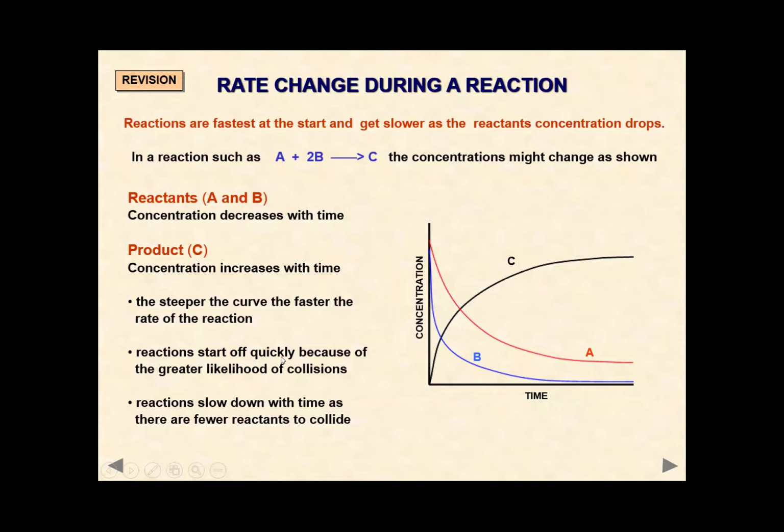Reaction starts off quickly because of the greater likelihood of collision. I'm going to move to the second topic, that is collision. Reaction slows down with time as there are fewer reactants to collide. So when the reactants are used up, then definitely the reaction will slow down because there is no more reactant to be reacted.